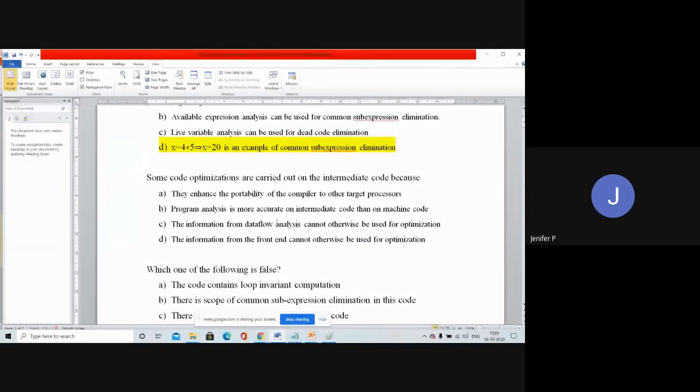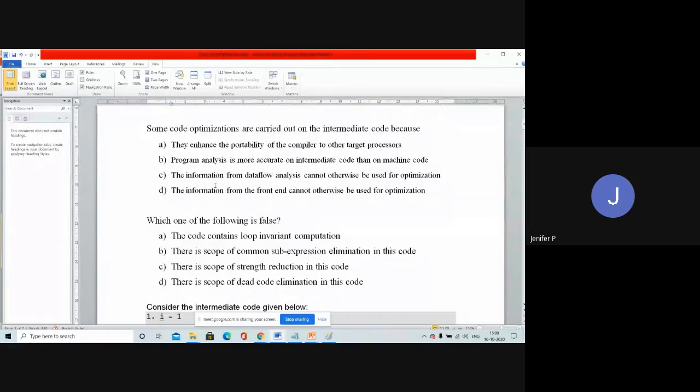Okay, and the next question is, code optimizations are carried out on the intermediate code because, the first one, they enhance the portability of the compiler to other target processors. The second one is program analysis is more accurate on intermediate code. The third one is the information from data flow analysis cannot otherwise be used for optimization. And the last one is the information from the front end cannot otherwise be used for optimization.